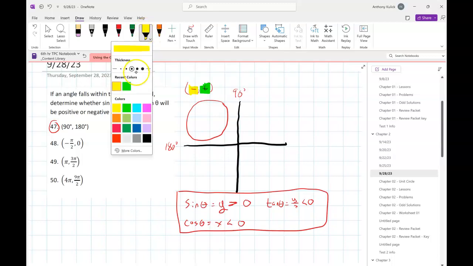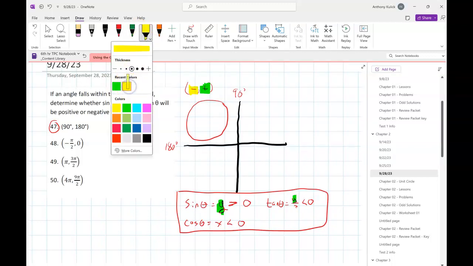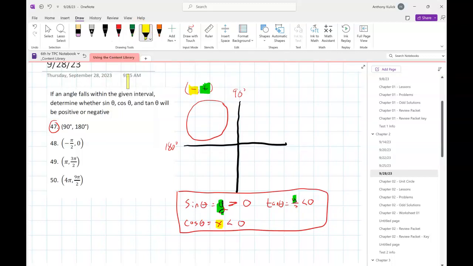So since the y's are positive, we know sine is positive. Since the x's are negative, we know cosine's negative. And since positive over negative is negative, we know tangent is negative. Does that feel okay? Yeah. Nicholas, do you want to do any from the second page, like the worksheet? Sure. Absolutely.